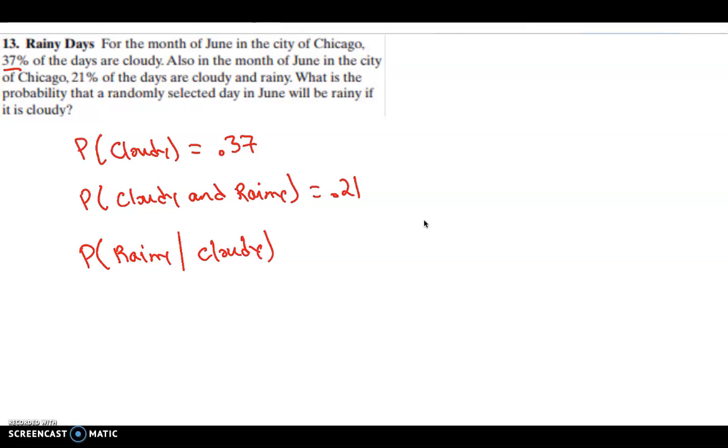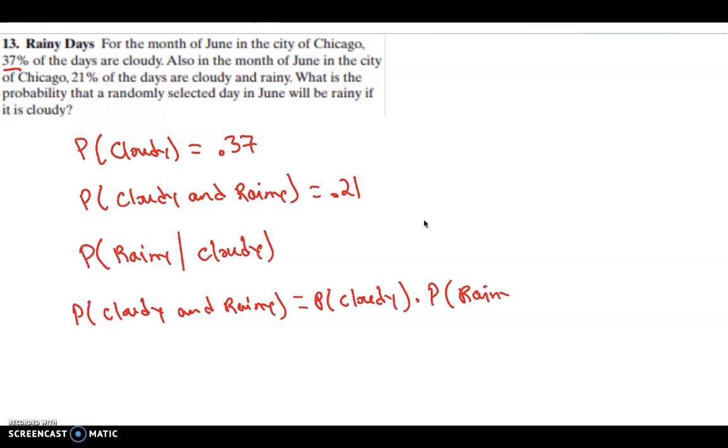Okay, well, remember that the probability that it's cloudy and rainy is equal to the probability that it's cloudy times the probability that it's rainy given that it's cloudy, using our general multiplication rule. So that's a P for probability there. Well, now we can substitute in.